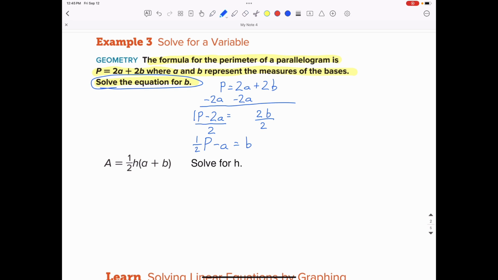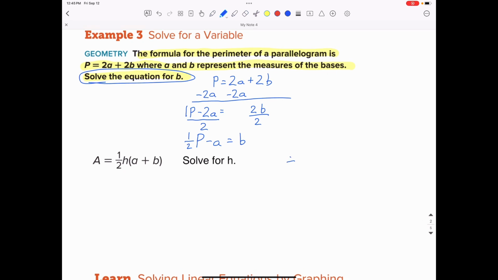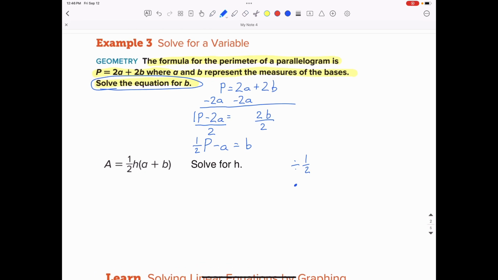Since we have 1/2 times the h times (a plus b), that means we have all multiplication that's happening to the h. Because if we did distribute the h, we would multiply h times a and h times b. So everything involving the h is multiplication. That means we're going to cancel out the half. And instead of saying dividing by a half, let's use our keep, change, flip rule. Dividing by a half is the same thing as multiplying by 2. So I'm going to write this as multiplying both sides by 2.